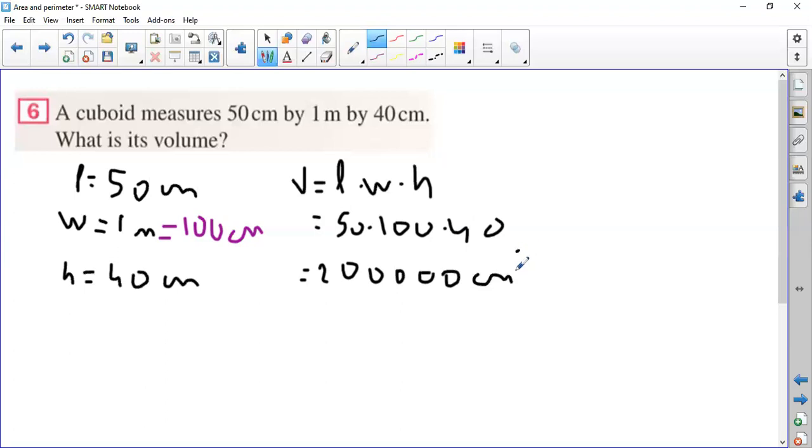If we want to convert this into meter cubed, we have to divide by 1,000,000, okay? So it will be 0.2 meter cubed. Okay, so this is the answer to this question.